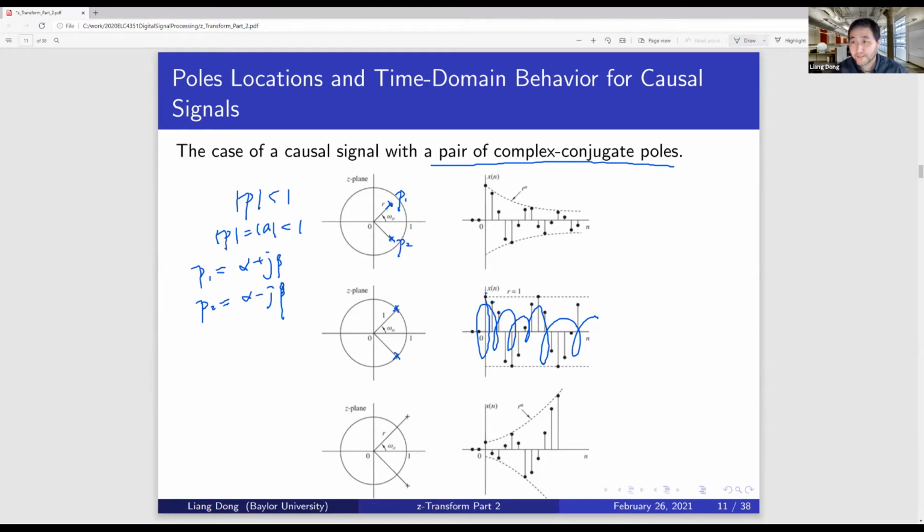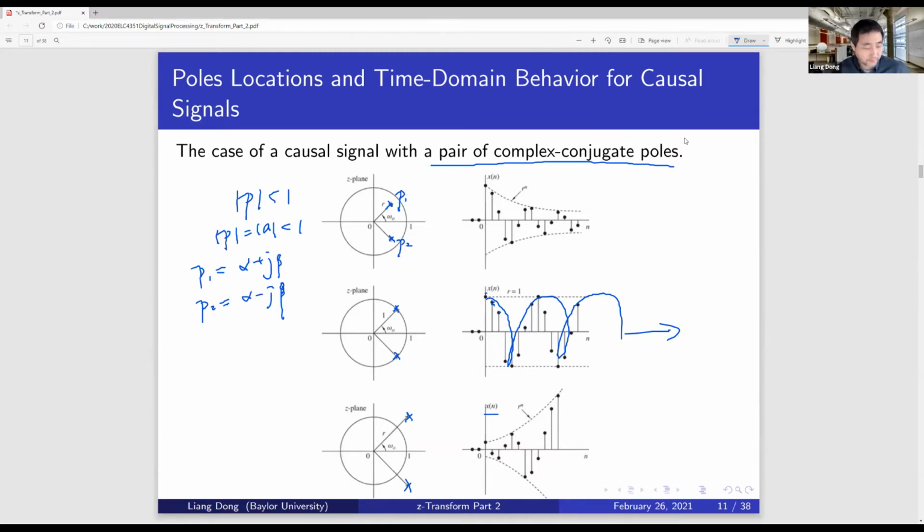It's probably like this, rotating out. Once you project onto this real side, you will see all these points. It's a kind of sine wave, going outwards. If my two poles are outside the unit circle, here P1, here P2, then the signal x[n] diverges. It becomes larger and larger.